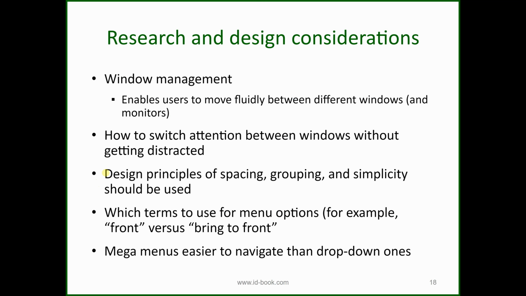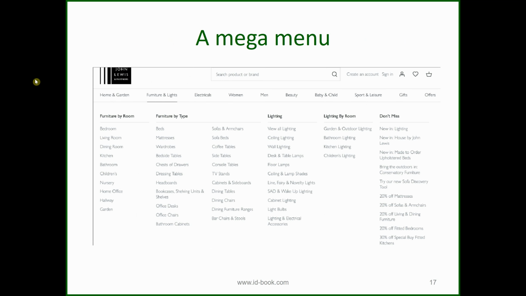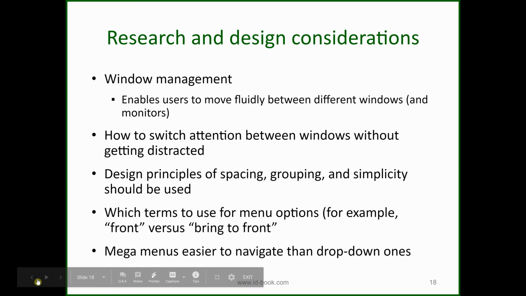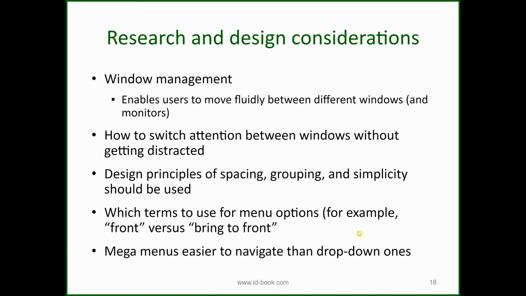Another challenge in designing menus is that if you have too many options available and the options are too close to each other, it becomes easier for the user to make mistakes. So correct spacing is really important when you are making menus. And lastly, mega menus are obviously easier to navigate than drop-down menus because they are spread out two-dimensionally. Drop-down menus usually just expand in one dimension. So if you have a lot of options, then think about using mega menus.